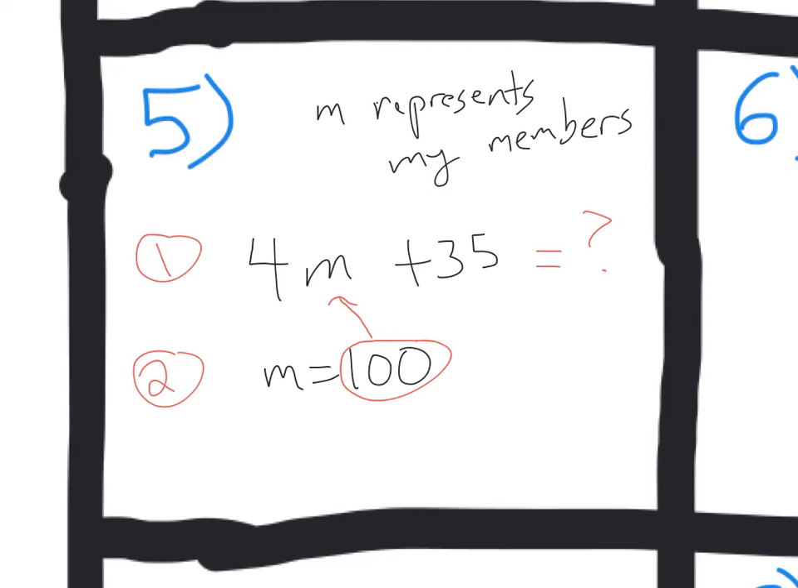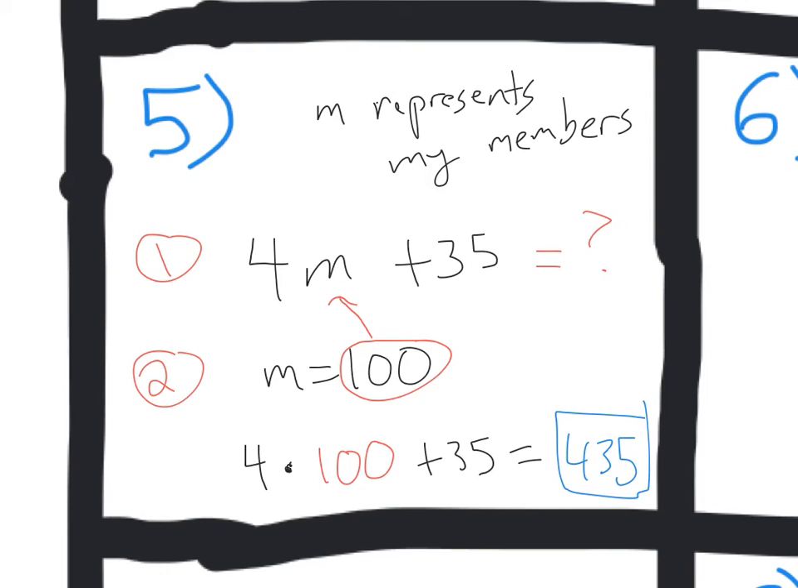So we rewrite this as 4 times, right? Whenever a number is next to a variable, we have to multiply. So that's going to be 4 times 100 plus 35 equals, all right, if you want to do that calculation quickly in your head, 4 times 100 is 400 plus 35 gets you 435. And there you go. House of Representatives has 435 members.